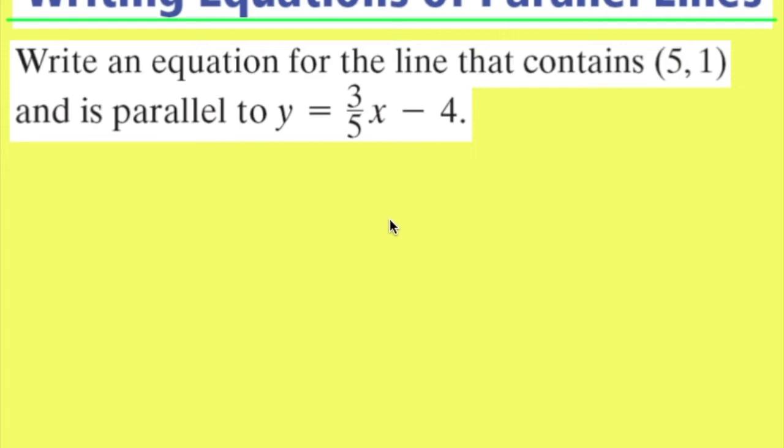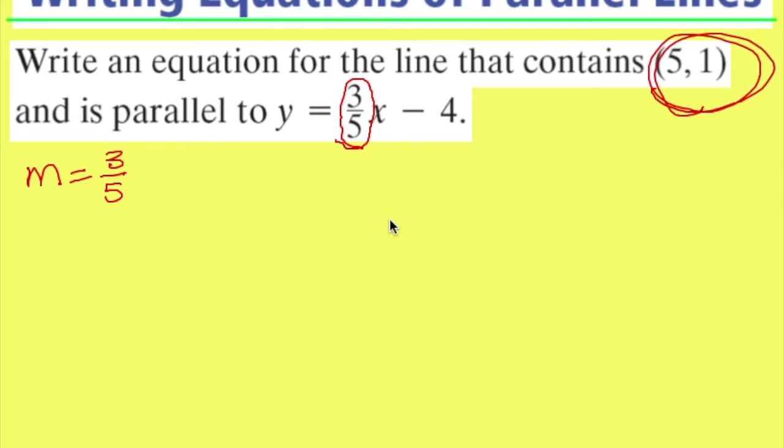So for the line that we are given, this is in slope-intercept form, so the slope is the coefficient attached to x. So if this line has a slope of 3/5, then a line that's parallel to it will also have a slope of 3/5. So I know that our line has a slope of 3/5. I also know that it goes through this point that we see over here, which means that I have enough information to write my equation in point slope form.